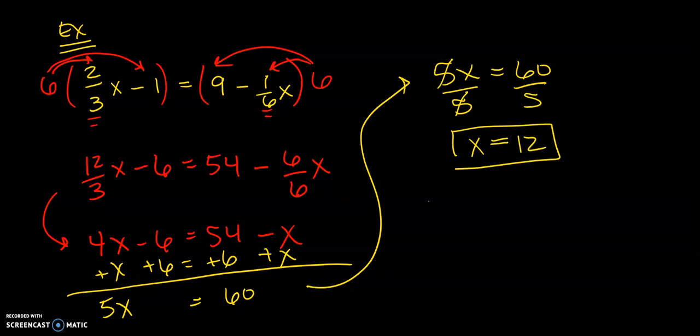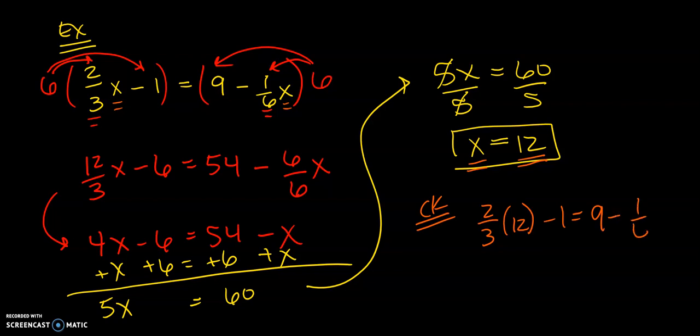All right, let's check it. Always check your work. And so let's plug it into the original equation, 2/3 times 12. I'm substituting, right? I'm substituting anywhere I see a 12 because 12 equals x. They're the same thing. Anywhere I see an x in the original problem, I can replace it with a 12. Make sure you use your parentheses. Parentheses, very important. 9 minus 1/6 times 12.